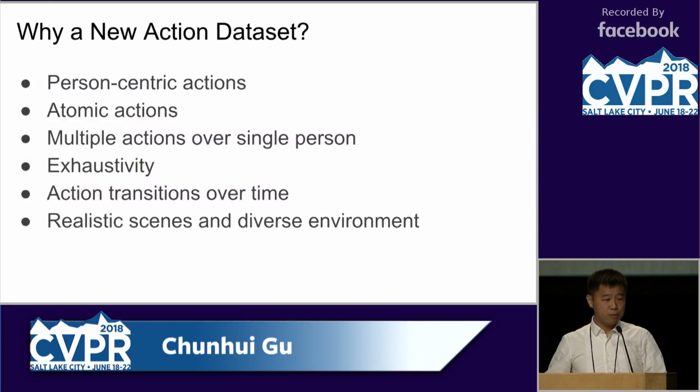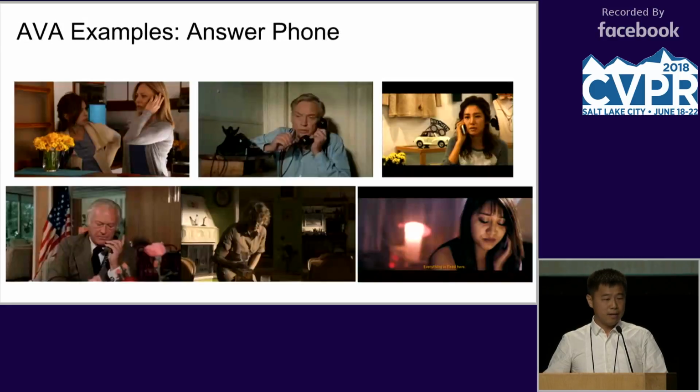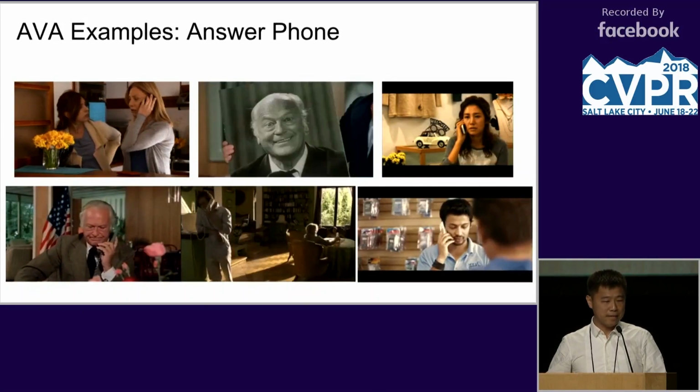So why do we want to still build a new action dataset? This is because we want to build a dataset with the following characteristics. And I'm going to explain them through the following AVA examples. Here is a collection of answer phone things from the AVA.